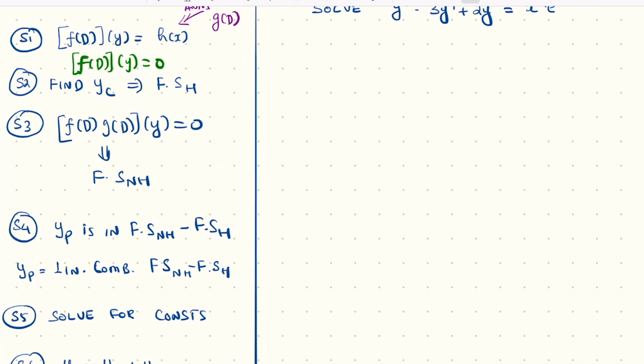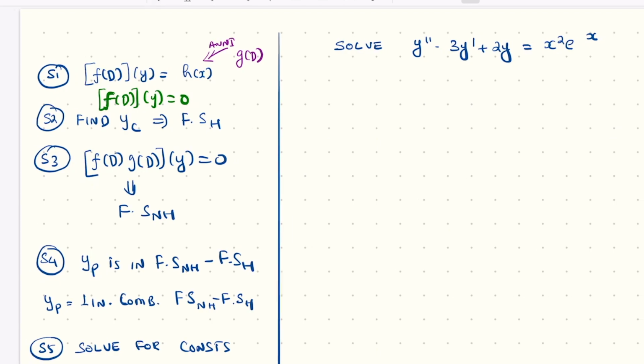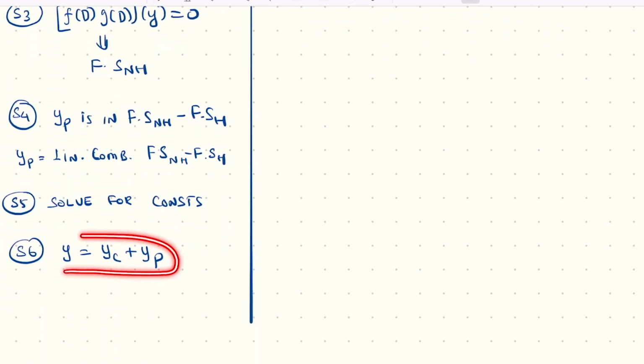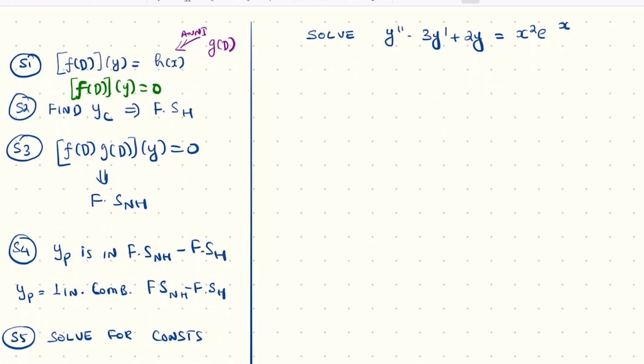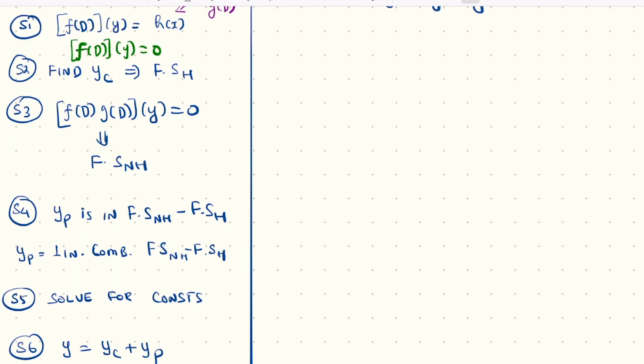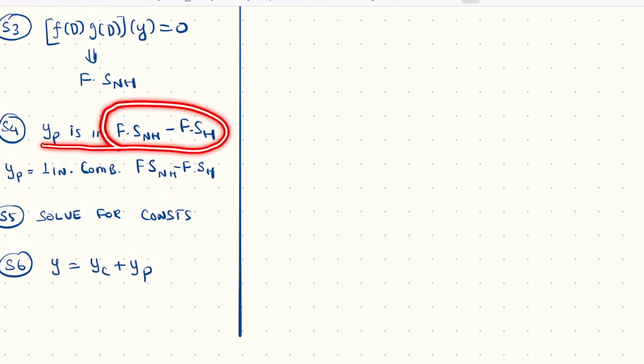Let me recollect the process. The very first step is to rewrite the differential equation in operator form, with the left-hand side as the operator and then the right-hand side. Then we find the annihilator, which we call h of D, and then we find yc. As you know, the general solution is y equals yc plus yp. yc is the solution that comes from the homogeneous problem, and yp is the particular solution that comes from the non-homogeneous part. To do that, first we set the right-hand side equal to 0 and solve to get the fundamental set, FS_h, and then we get yc. Then we operate f of D and g of D together, and that gives you FS_nh. Then we know that yp is in FS_nh minus FS_h.